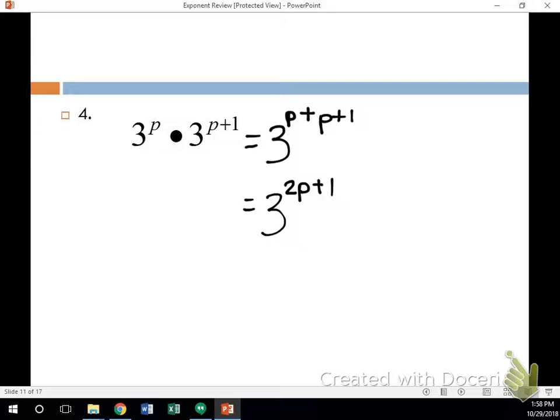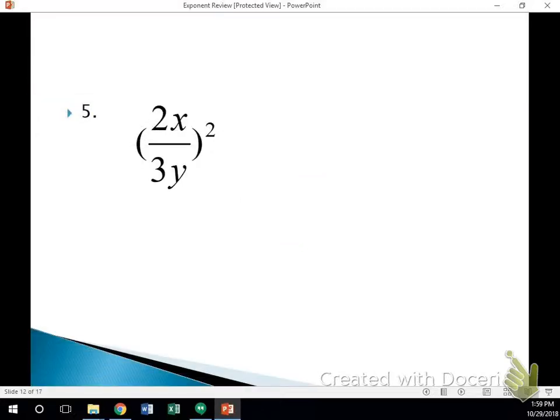Questions or concerns on example 4? Okay, let's keep it going. Example 5, we're going to start pulling in our quotient rules.